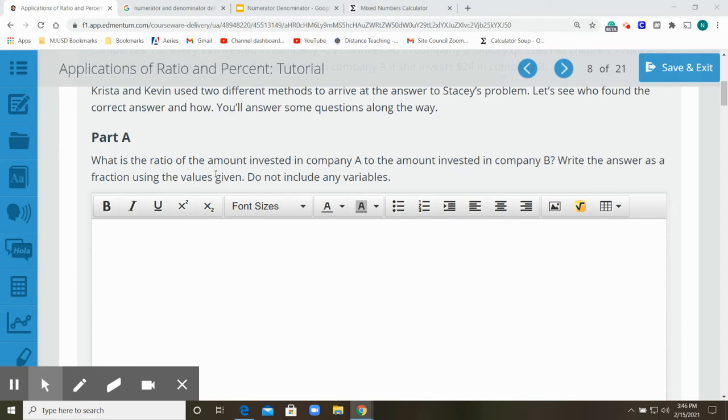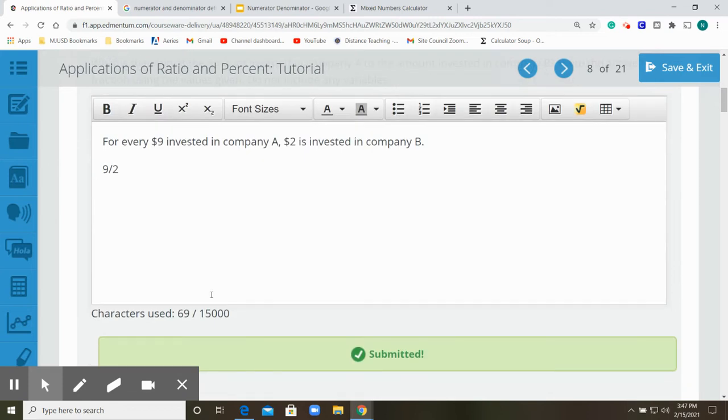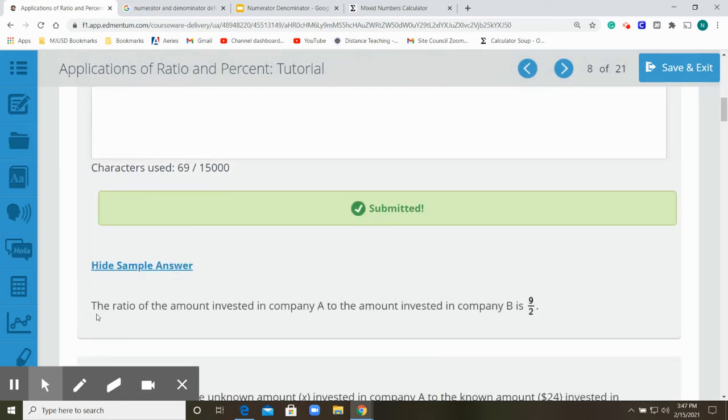What is the ratio of the amount invested in Company A to the amount invested in Company B? Write the answer as a fraction. Well, for every $9 invested in Company A, $2 is invested in Company B. So that's $9 for every $2 in Company B. We can check our answer. The ratio of the amount invested in Company A to the amount invested in Company B is 9/2.